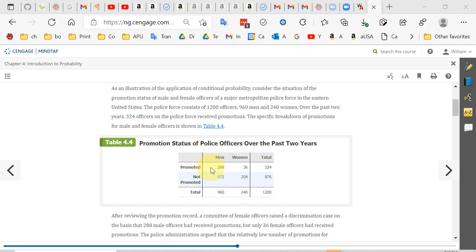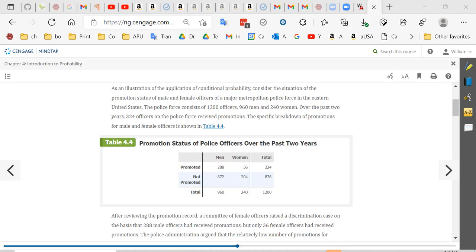And the same thing with promoted. Promoted could be an event, because that's also a subset. That's these people. And not promoted is also another subset. That's these people. So we have the event of drawing a person from the group who was promoted, and also the event of drawing a person from the group who was not promoted. So we can see this table in light of our previous discussion of sample spaces and events.